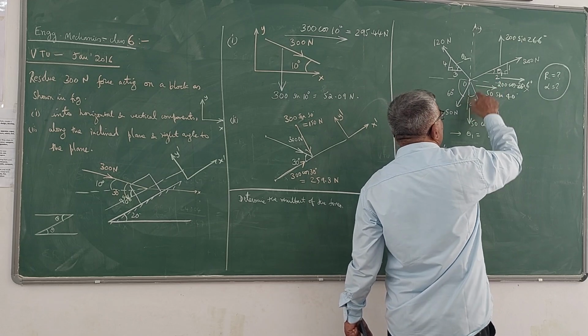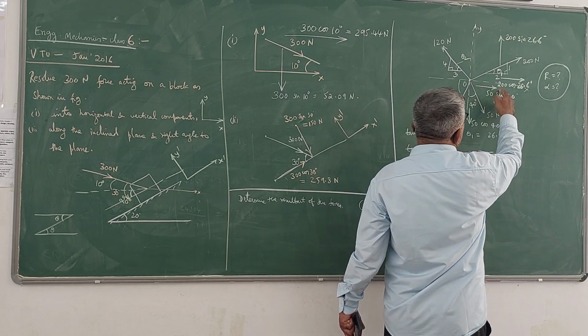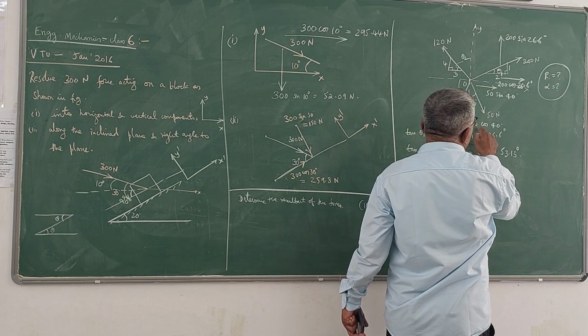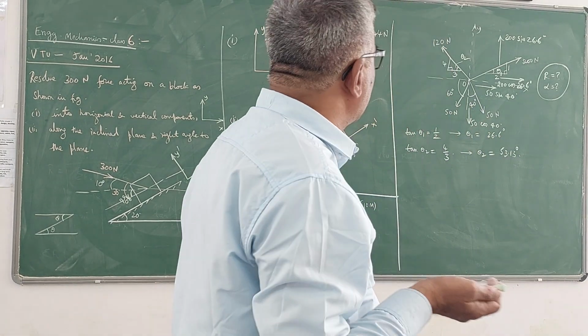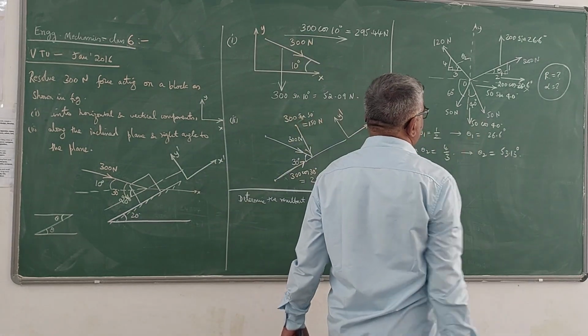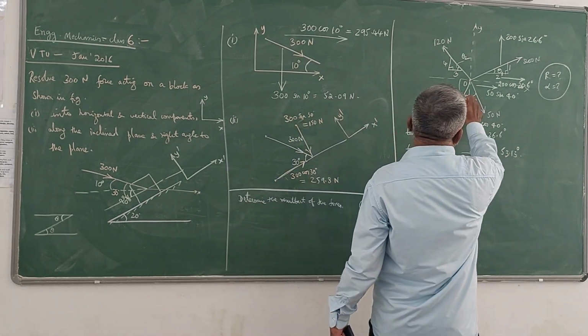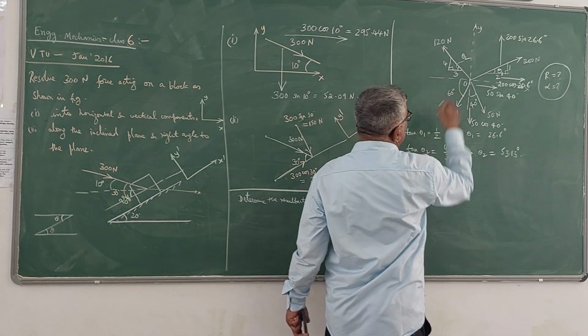It becomes 90 minus 40, 50. So this will be 50 cos 50. This will be 50 sin 50, which is the same. Cos 40 is the same as sin 50, and sin 40 is the same as cos 50. So that you know. Next, here he has given the angle with respect to horizontal.